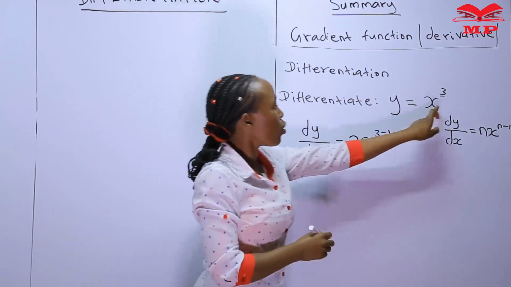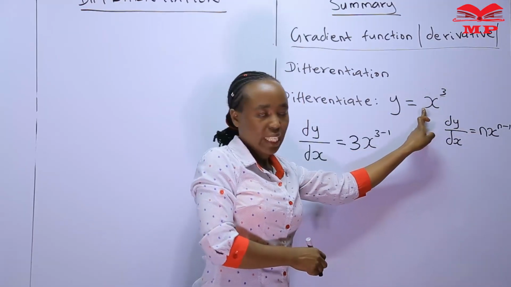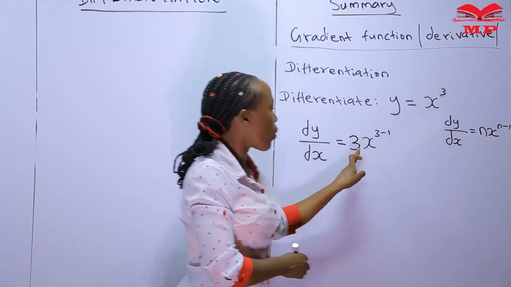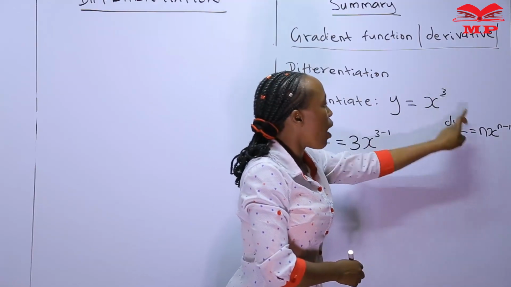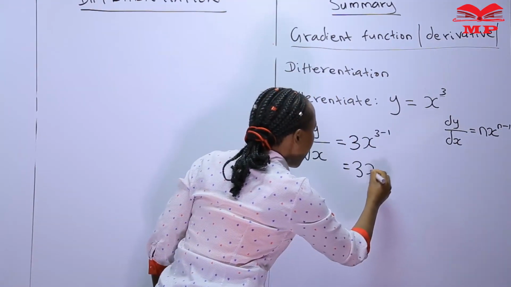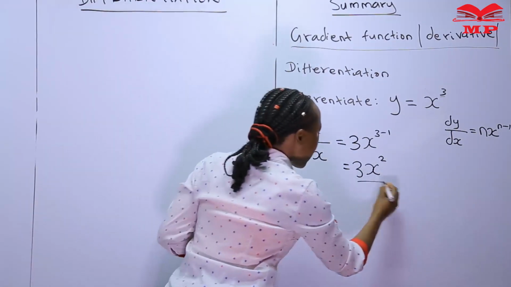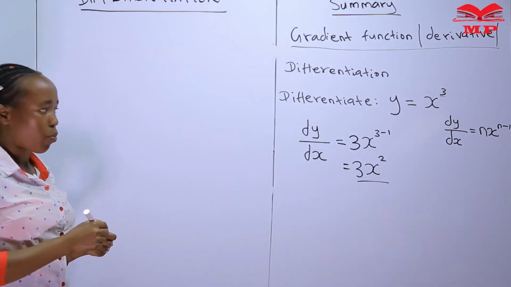I repeat, you need to multiply the power by the coefficient of x, which in our case is 1. So 1 times 3 will give 3. Then we have x. Then the power, we subtract 1. So we are going to have 3x raised to power 2. And that is the derivative of the equation y is equal to x cubed.